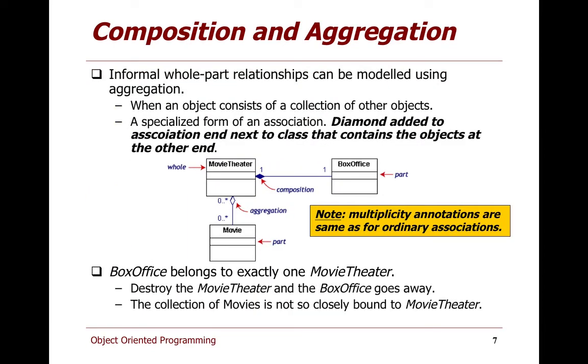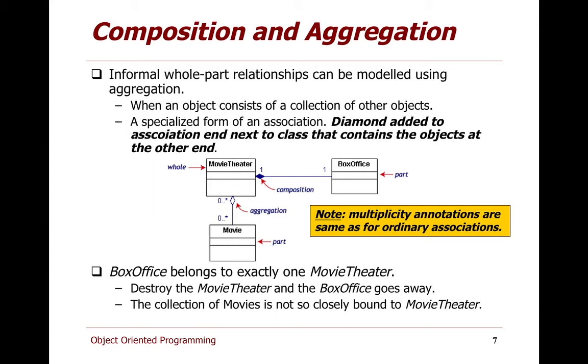We have a special notation for this in UML. If you look at the example here, we have the relationship between three classes, a movie theatre, a box office, and a movie. Now the movie theatre is composed of one and only one box office. You will notice, folks, there is a diamond here. The diamond is the UML notation used to denote composition.